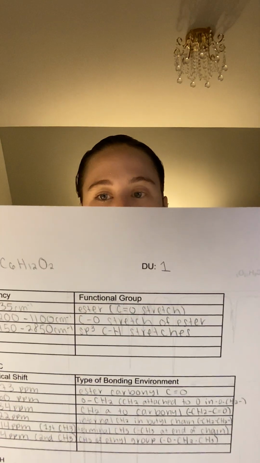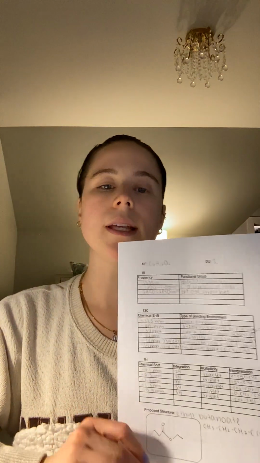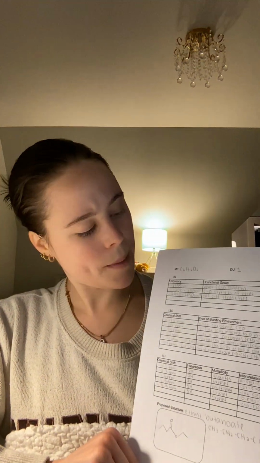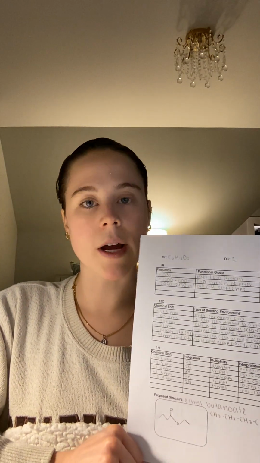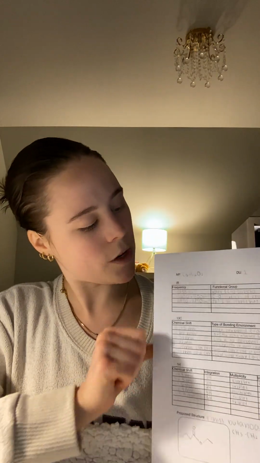And next, I will be showing my IR table below. So this is my IR table. At about 1735, there is a strong ester stretch, so a carbon double bonded to an oxygen stretch. And this confirms a carbonyl, not an alkene. And then at about 1200 to 1100, there's a strong carbon single bonded to an oxygen stretch of ester. And so this is supporting an ester, not a ketone or an aldehyde.